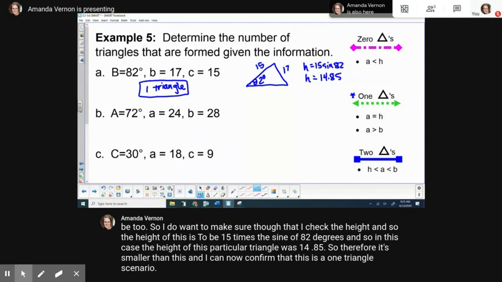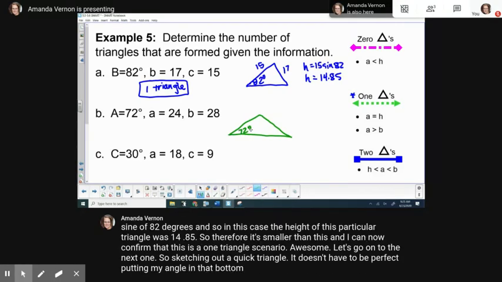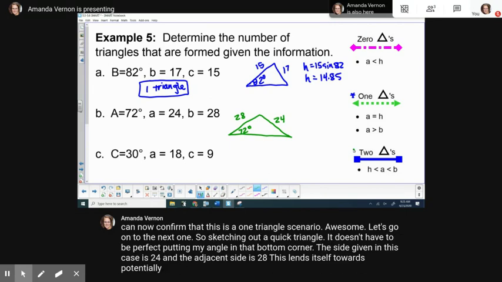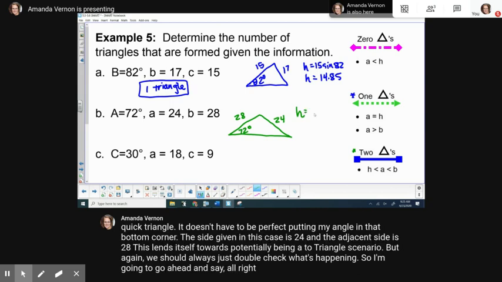Awesome. Let's go on to the next one. So sketching out a quick triangle, it doesn't have to be perfect. Putting my angle in that bottom corner, the side given in this case is 24 and the adjacent side is 28. This lends itself towards potentially being a two triangle scenario, but again, we should always just double check what's happening. So I'm going to go ahead and say, all right, H equals 28 times the sine of 72.